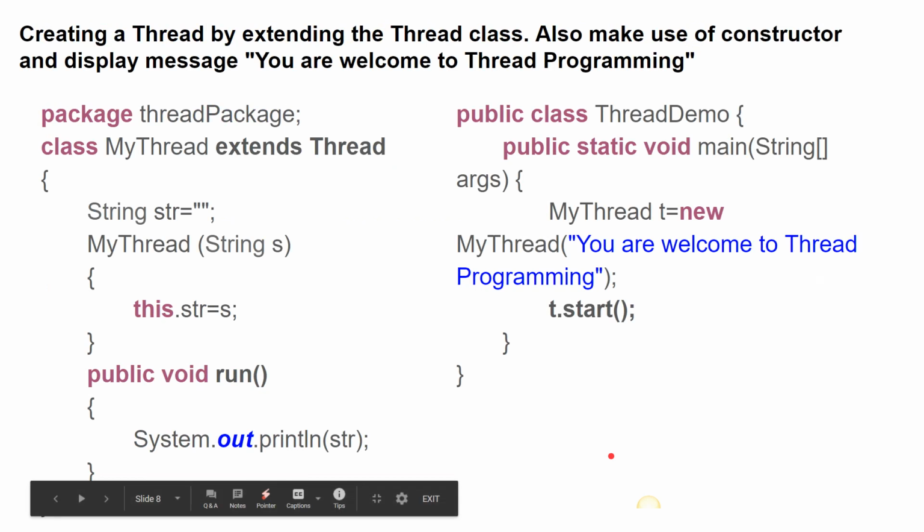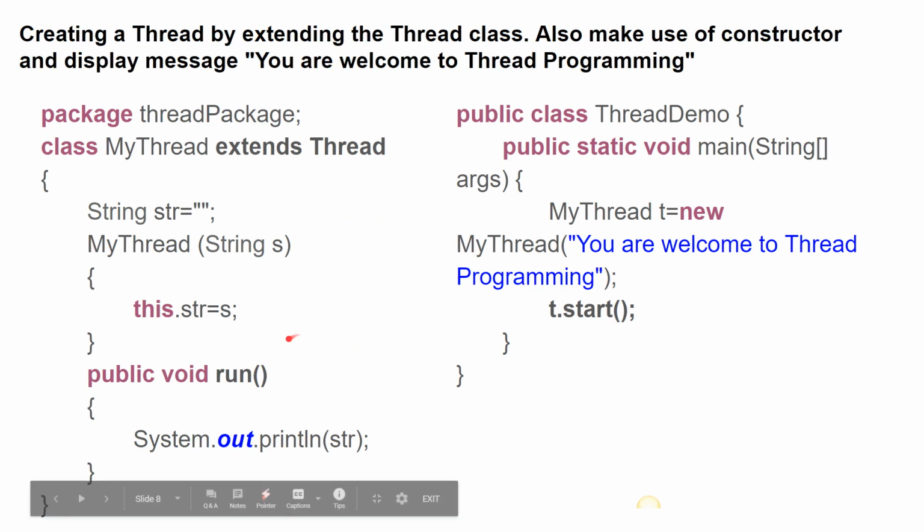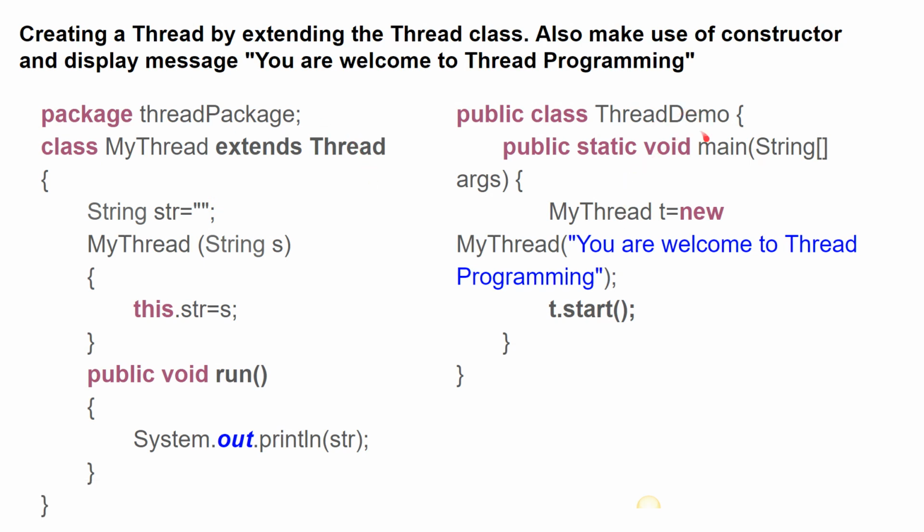And then, creating a thread by extending the Thread class, also make use of a constructor and display the message "You are welcome to thread programming." So this is a simple Java program to perform this operation. First, execution starts from the main method in ThreadDemo, which is the main class. We are creating the object of MyThread, and the object name is t.